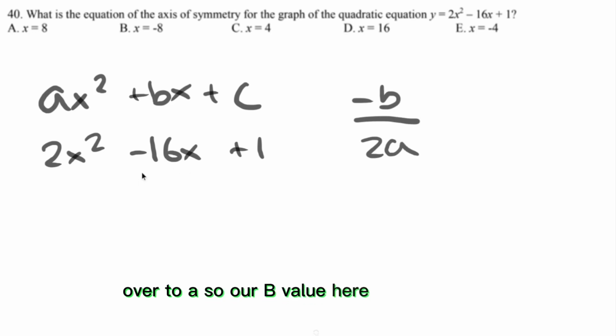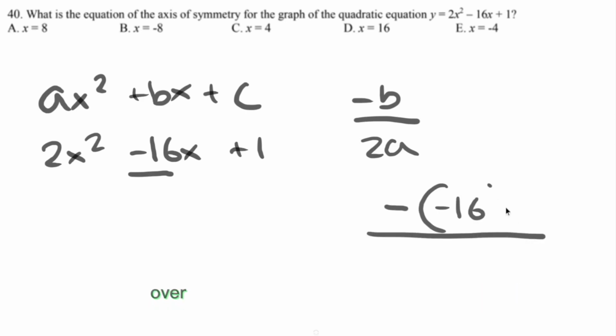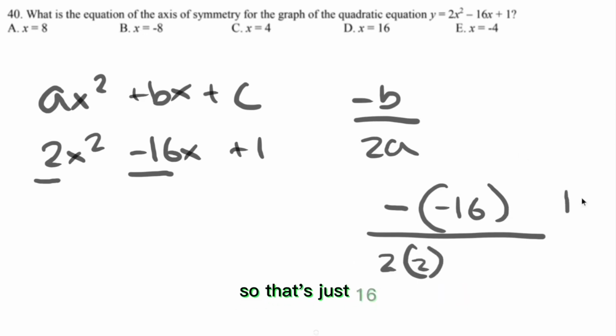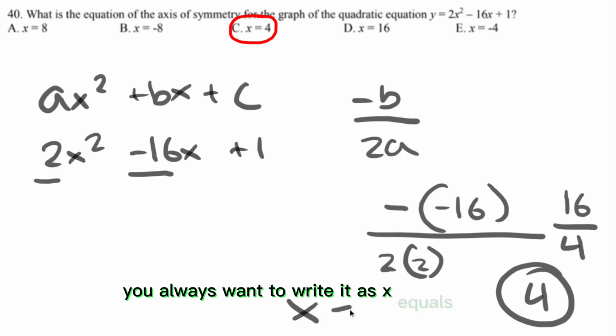So our b value here is negative 16. So we can start off by writing negative of negative 16 over 2 times our a value, which is 2. So 2 times 2. So that's just 16 over 4, which is 4. And that's your answer. However, when writing axis of symmetry, you always want to write it as x equals 4.